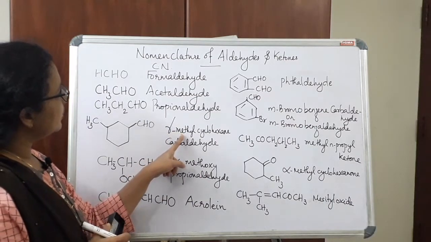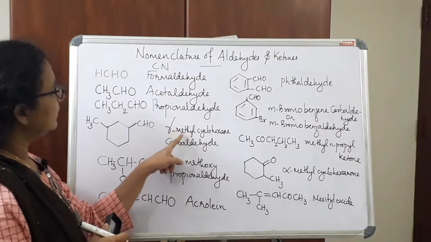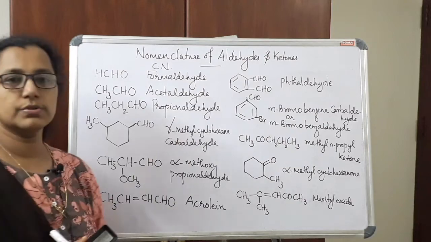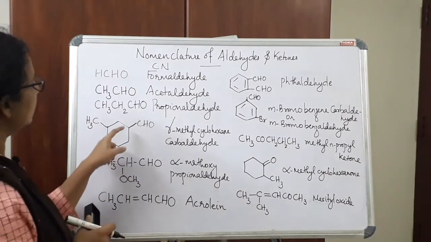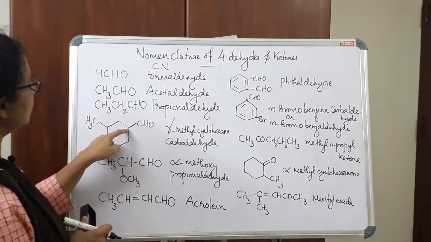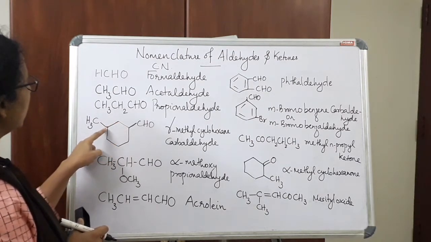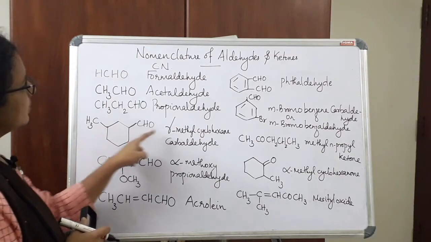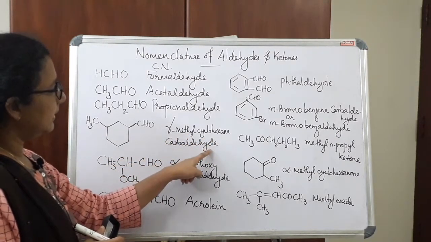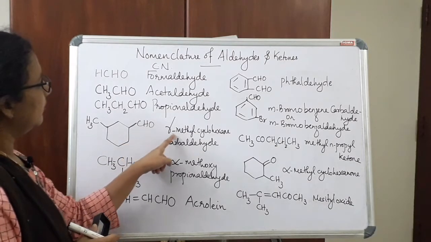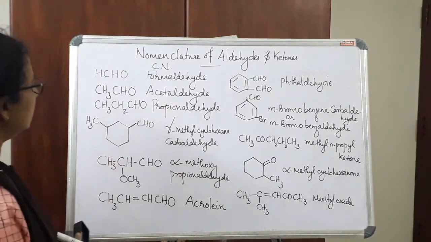We should also note that the position of the methyl should be written, and this is in the gamma position. This is the alpha position, this is the beta position, and this is the gamma position. So gamma methyl cyclohexane carbaldehyde. This is the common name of this particular compound.